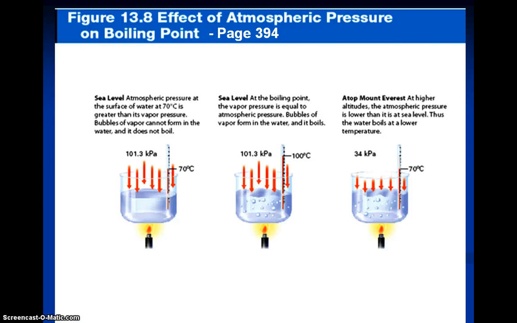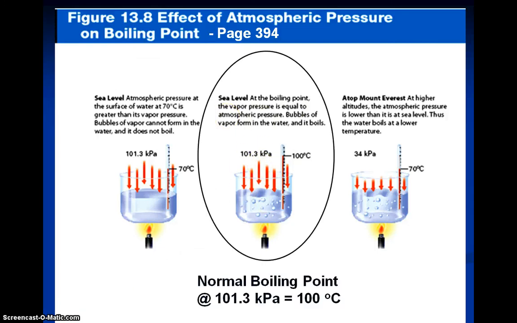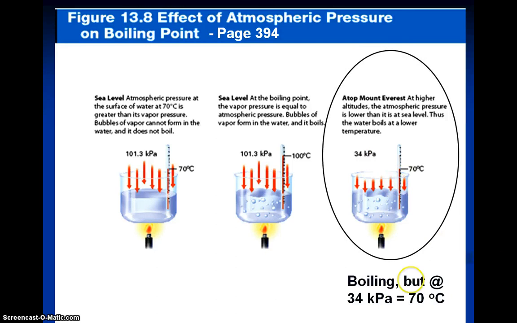If we look at this example, you can see that at sea level we've got standard pressure, and we're at 70 degrees. There is not enough energy throughout this liquid for it to boil. If we bring it up to 100 degrees, now we've got enough energy throughout this container for the molecules to overcome this atmospheric vapor pressure, and it starts to boil at the normal boiling point temperature. However, if we go to Mount Everest, now you can see the vapor pressure is a lot less. It's about a third, 34 kilopascals, and therefore the temperature to boil is a lot lower.